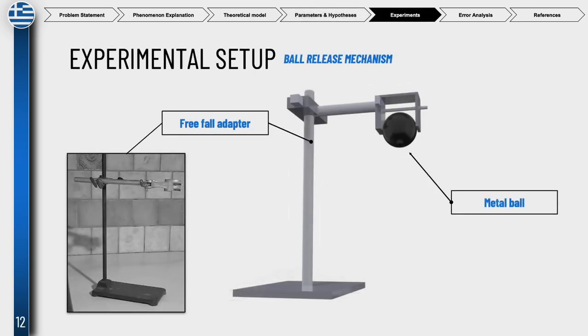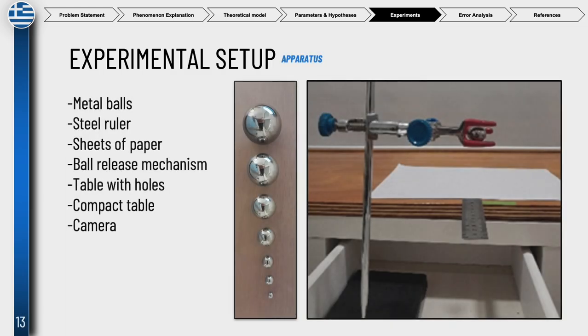Here you can see our experimental setup and more specifically the ball release mechanism we will be using. We have this free fall adapter and this metal ball here in our schematic. The reason we are using this is so that we can ensure that no initial velocity is placed upon the ball.